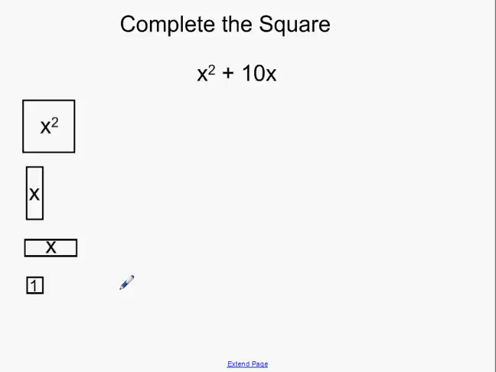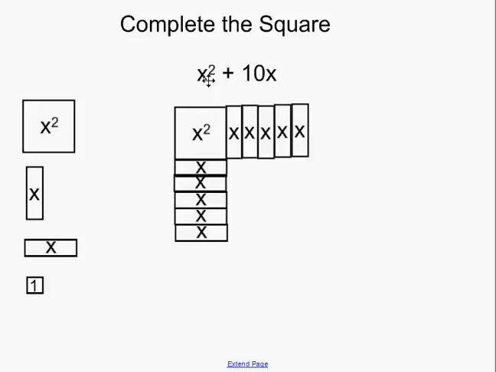Here we have x squared plus 10x. It's getting a little bit tedious with the algebra tiles, but again, I just want you to be getting the idea here. So I'm going to go ahead and pause this and create the square. Okay, so this is the part we have, x squared plus 10x. And the question is, what do we need to add to complete the square?